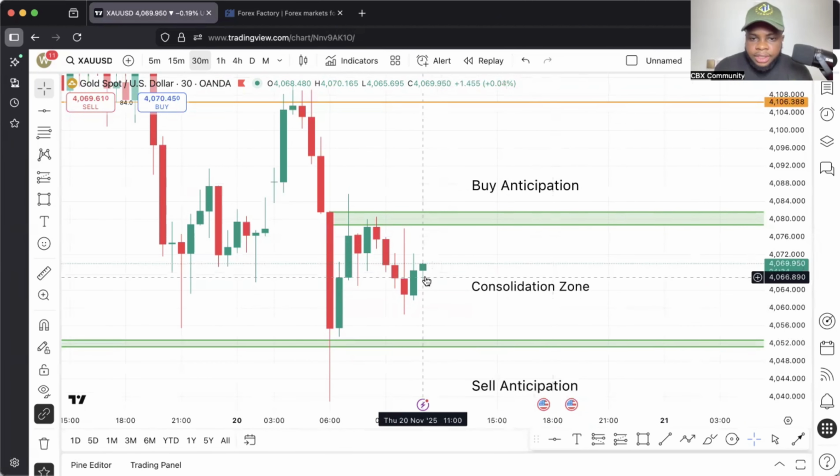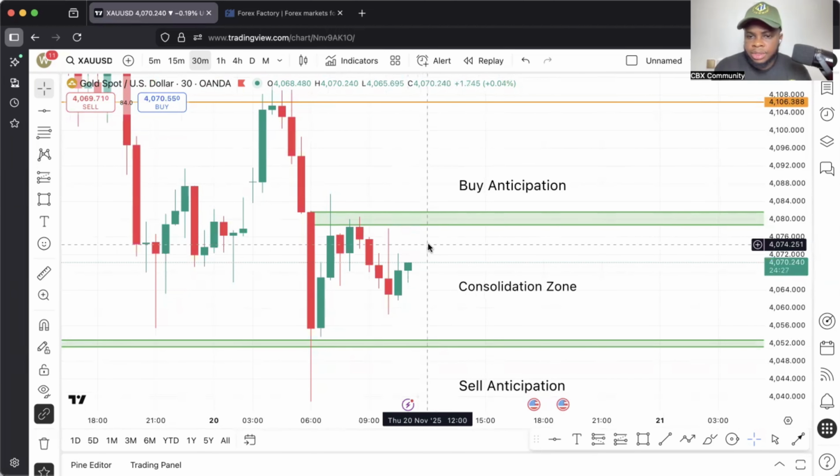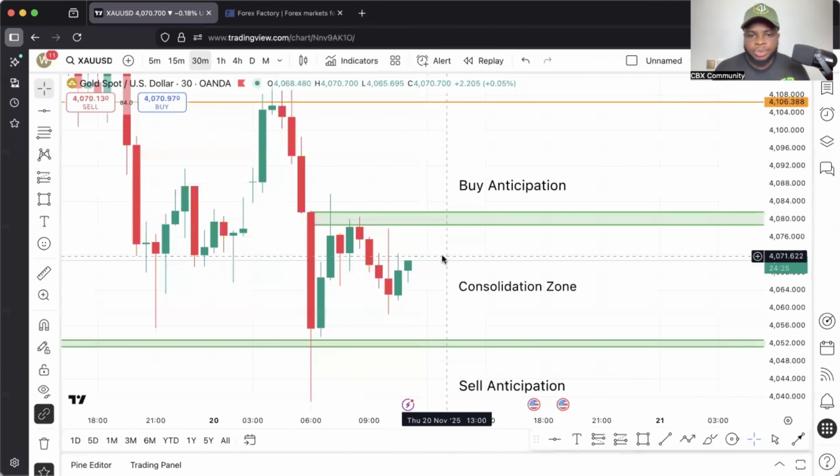So the candle has created a lower wick. Let's see if this candle will break the high of this bullish candle. But it's very important for us to wait until we are able to identify a structure before we decide to take a position.